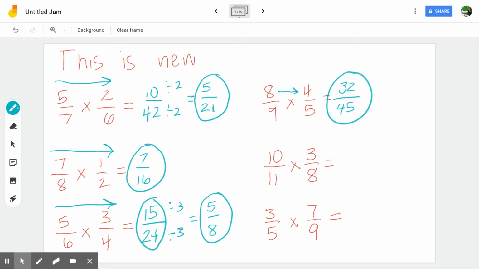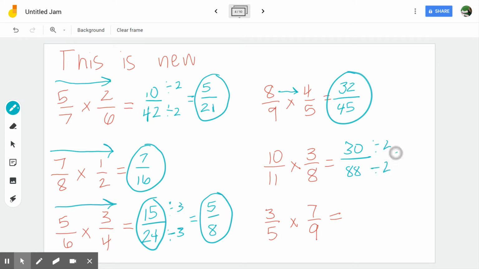Let's go to the next one. 10 times 3 is 30. And 11 times 8 is 88. Now, again, I noticed that both of these are even numbers, so I can divide both of them by 2.